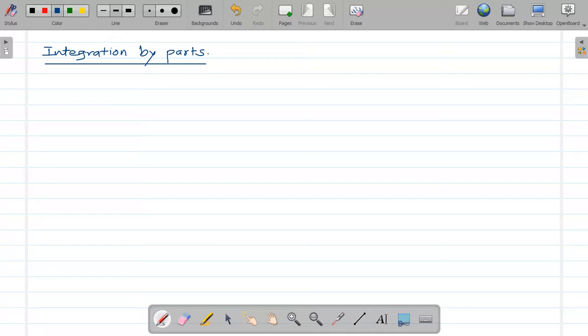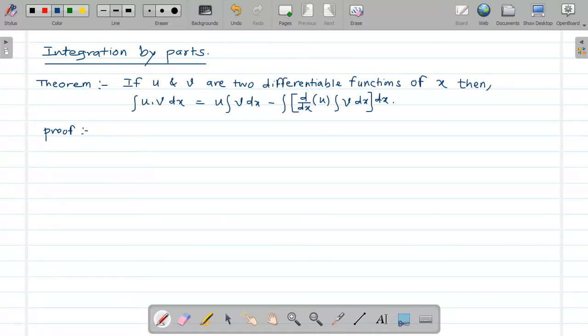This means if two functions are given to you in product form, and you want to take the integration of that, then we have to find the integration by using the integration by parts method. So this is one method, and today we are going to prove one rule of integration by parts as a theorem. So let us continue with the theorem. See the theorem here.